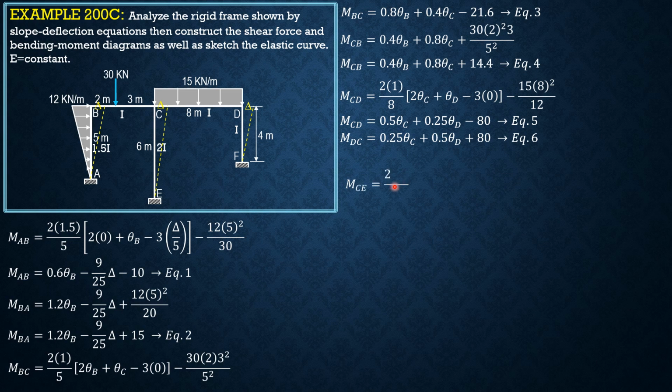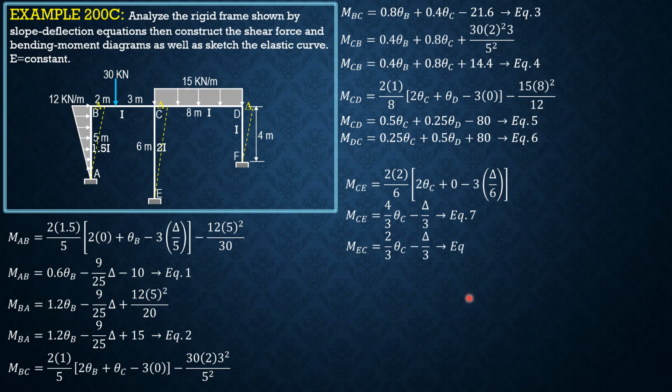MCE, there's side sway, so 2 times 2 over 6, 2 theta C plus 0 minus 3 delta over 6. MCE is equal to 4/3 theta C minus 1/3 of delta, equation 7. MEC is E that is doubled, but theta E is 0. So this is 2/3. MEC is 2/3 of theta C minus delta over 3. Equation 8.